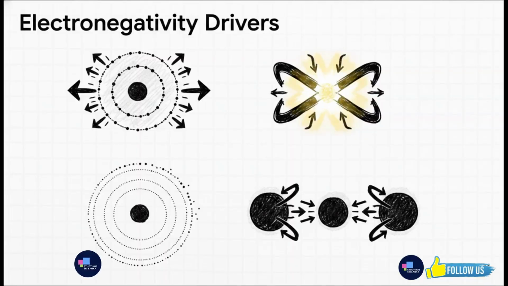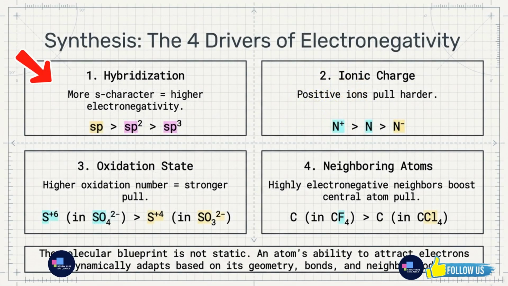And as a final, really powerful takeaway for today, please remember that an atom's electronegativity, its pulling power, is not just some static number you read off the periodic table. It dynamically adapts based on 4 key drivers. Number 1, hybridization. The more s character an orbital has, the closer the electrons are to the nucleus, so sp hybridized atoms pull harder than sp3. Number 2, ionic charge. Positive ions simply pull harder on electrons. Number 3, oxidation state. A higher oxidation number means a much stronger pull. And number 4, neighboring atoms. If a central atom is surrounded by highly electronegative neighbors, its own pull gets a massive boost.